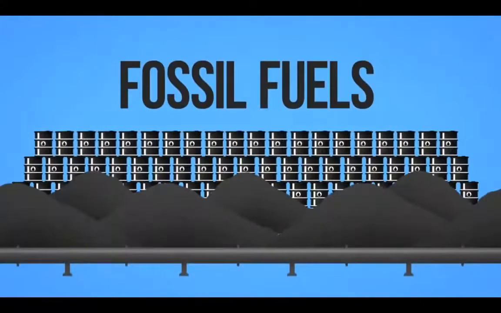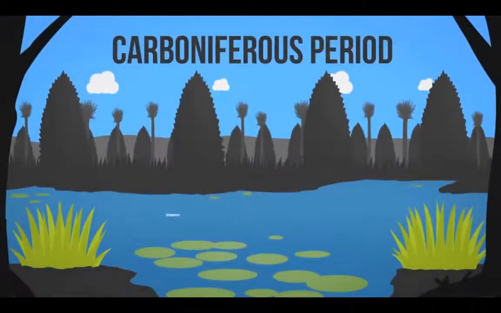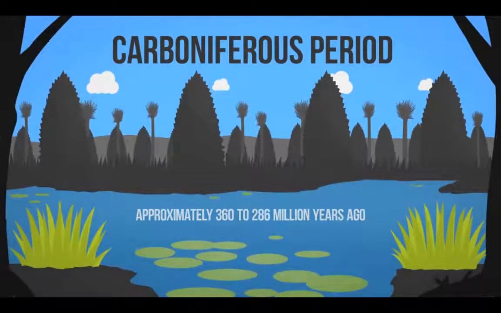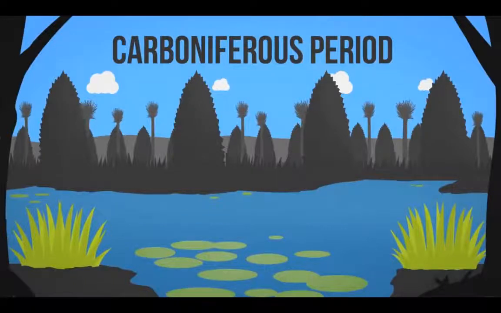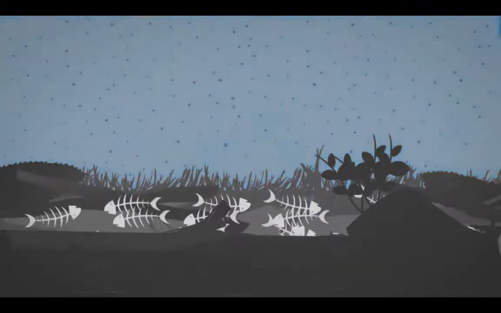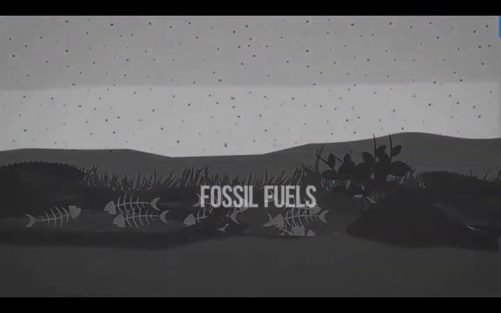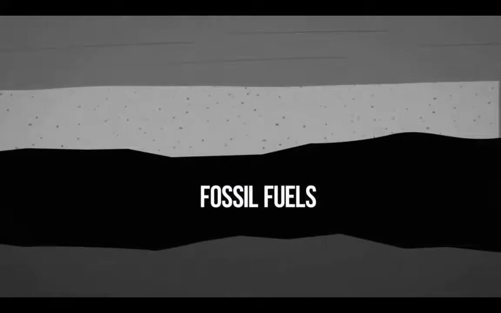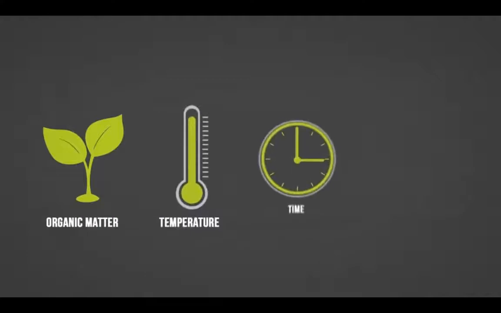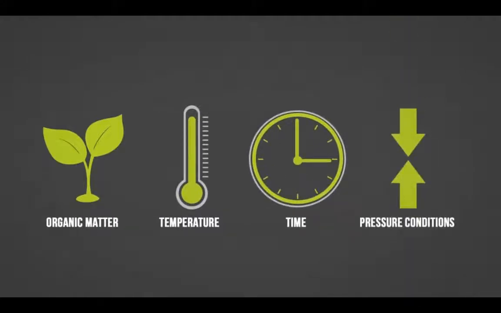Fossil fuels. Fossil fuel is a term used to describe a group of energy sources that were formed from ancient plants and organisms during the Carboniferous period approximately 360 to 286 million years ago, even before the age of dinosaurs. At that time, the land was covered with swamps filled with organisms and plants. As they died, they sank to the bottom of swamps and oceans and over millions of years started decomposing under layers of sand, clay, and other minerals. Different types of fossil fuels formed depending on the combination of organic matter, temperature, time, and pressure conditions while decomposing.